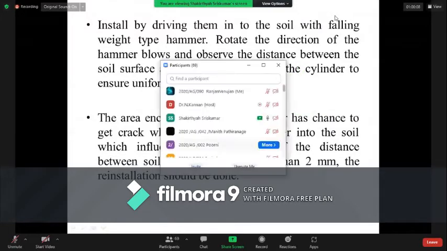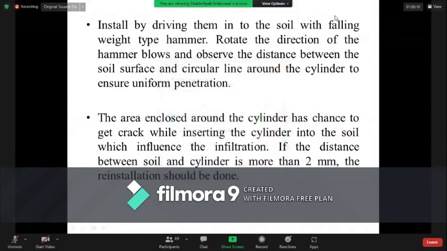The area enclosed around the cylinder has a chance to get cracked while inserting the cylinder into the soil, which influences the infiltration. If the distance between soil and cylinder is more than 2 mm, the reinstallation should be done.